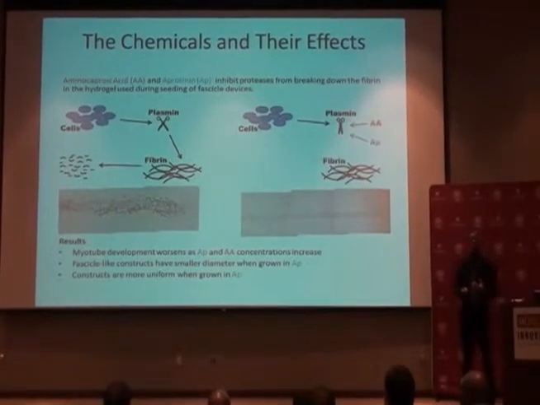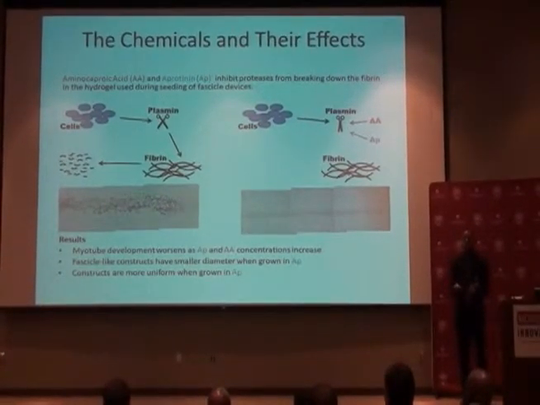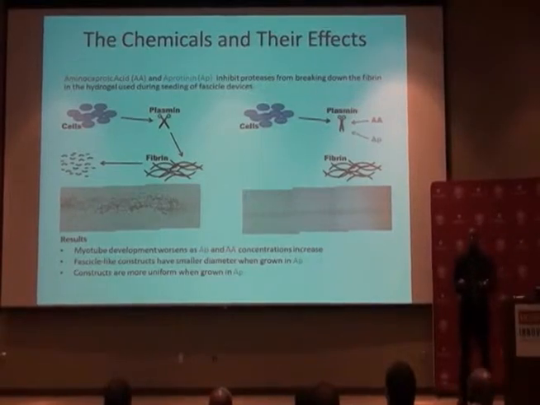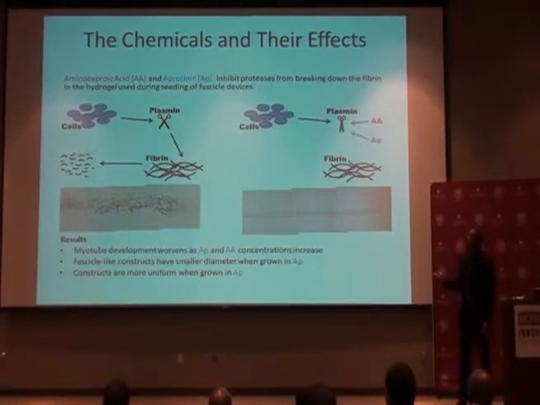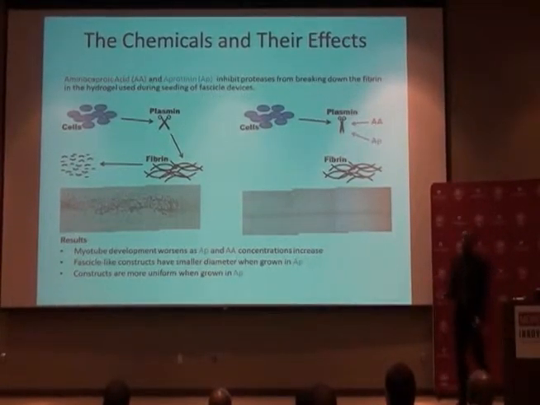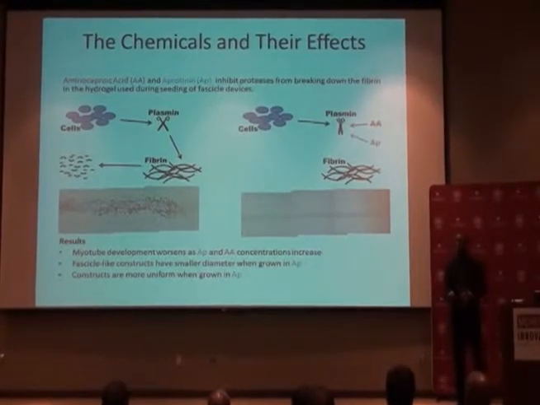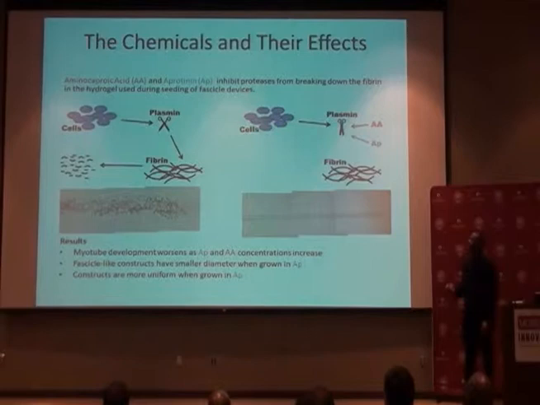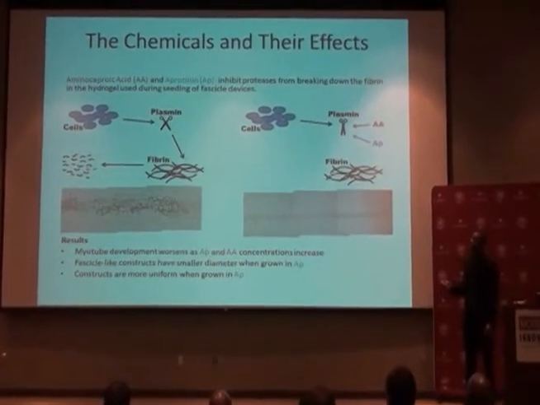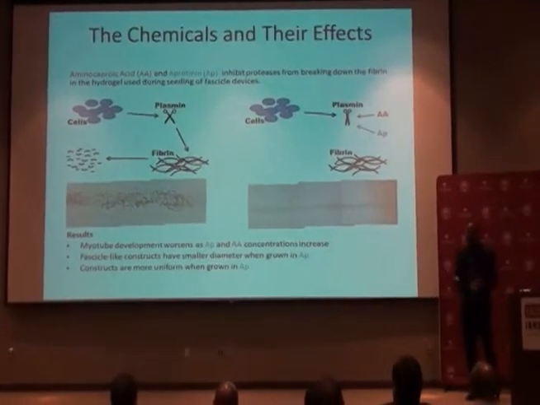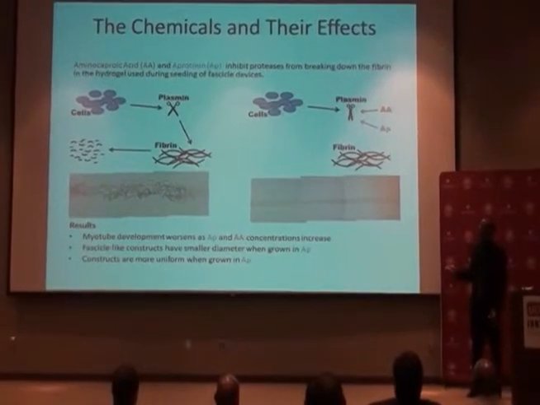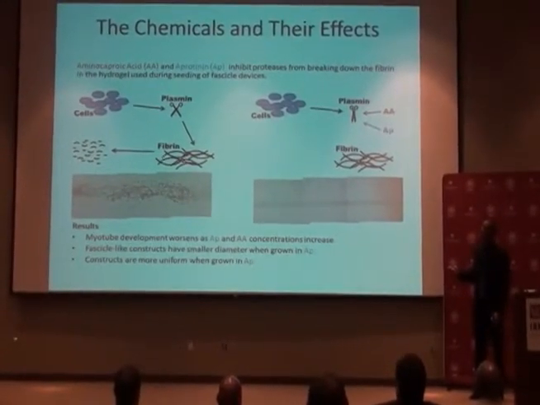So what I did is actually I tested the effects of 2 chemicals on muscle development. These chemicals are aminocapric acid and a protein. These chemicals are anti-fibrinolytic agents. What this means is that they inhibit plasmin, which is an enzyme. The muscle cells that we use to seed in the devices actually naturally produce plasmin.